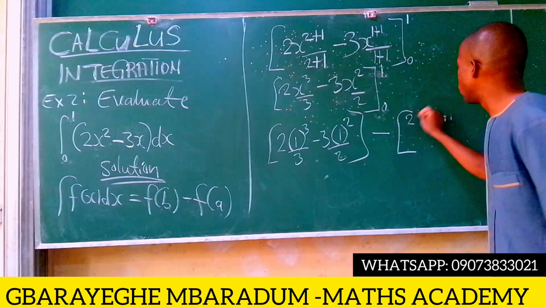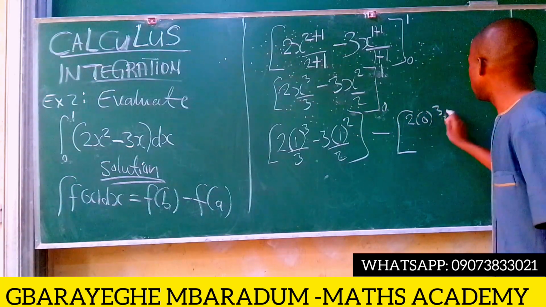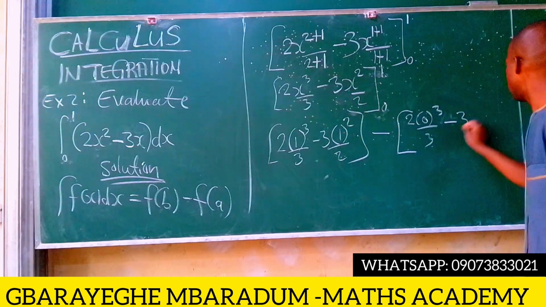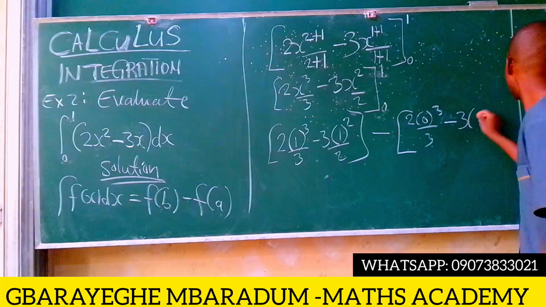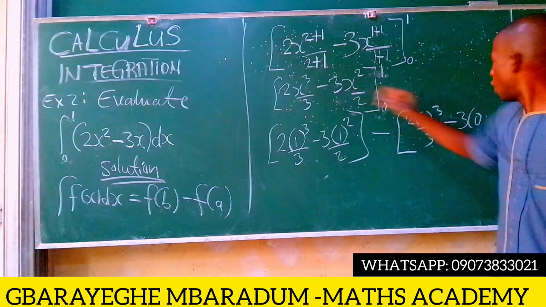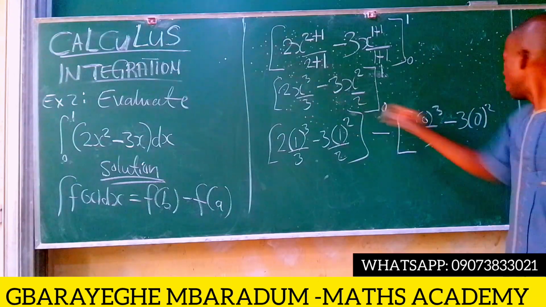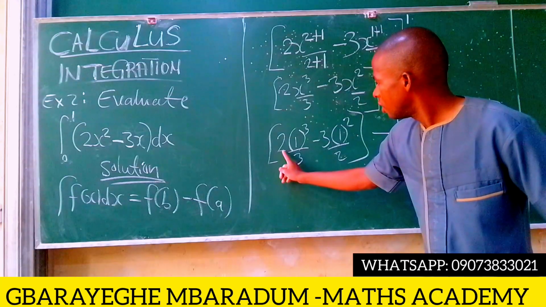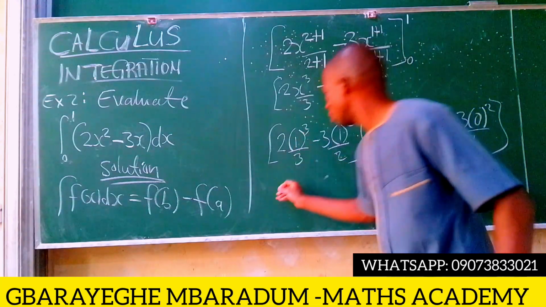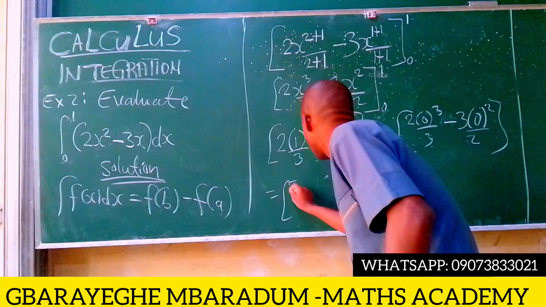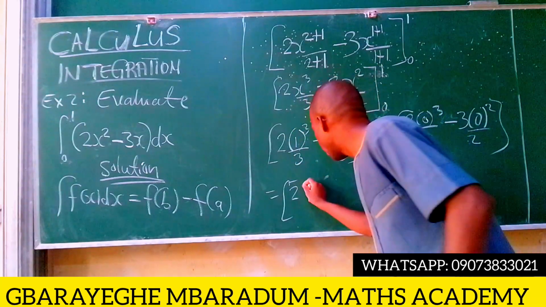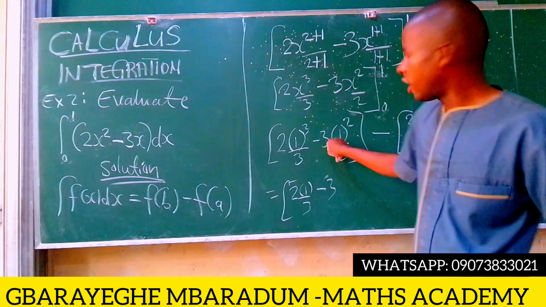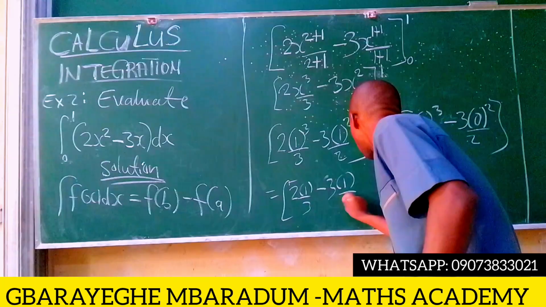We have 2 bracket 0, this is to the power of 3, all over 3. Minus, this minus here, you have 3. Wherever you see x, put 0. Now we have this to the power of 2, all over 2. Now we close the bracket. Now we have 2 to the power of 1, 3 is what? 2 here. 1 to the power of 3 is 1, right? All over 3, minus 1 to the power of 2 is 1, all over 2.